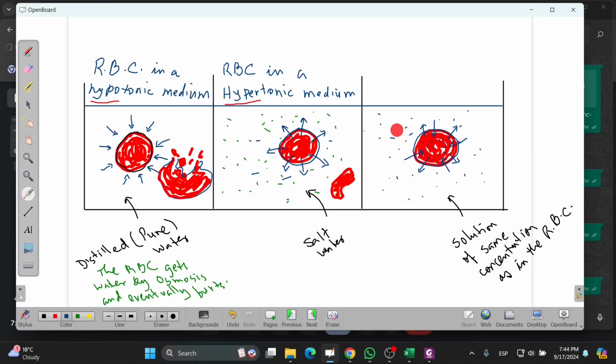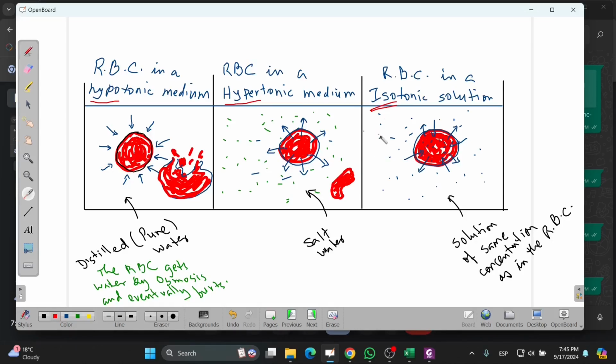When the solution outside the cells is the same as that inside the cell, we say that that medium is isotonic. Isotonic solution. Right? So that is a red blood cell in a, iso means the same, right?